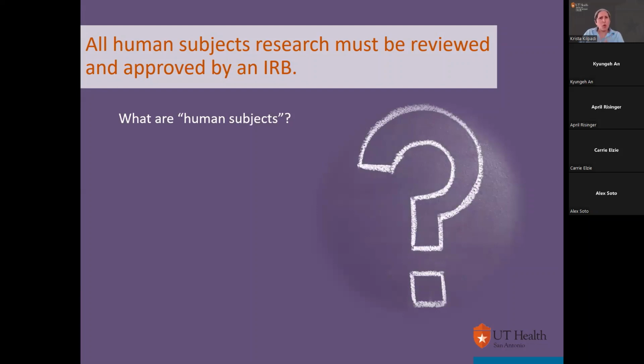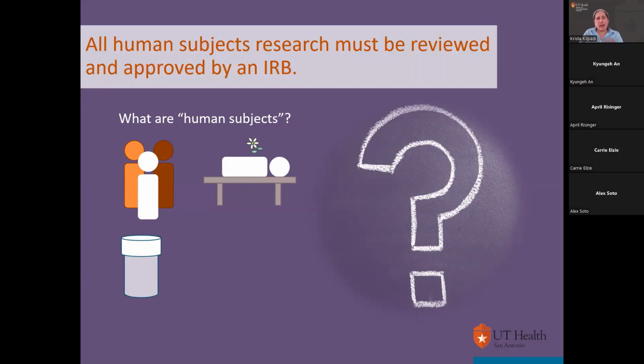For example, what exactly are human subjects? For instance, of course, if you've got living people that you're interacting with, that's probably pretty obvious that that's going to be human subjects. But what if you're doing research on deceased people? Are deceased people still considered to be human subjects? What if you've got pathology samples, some sort of tumor biopsy or something like that, and you're not actually interacting with the person, but this sample came from a person originally? Is that considered human subjects research?